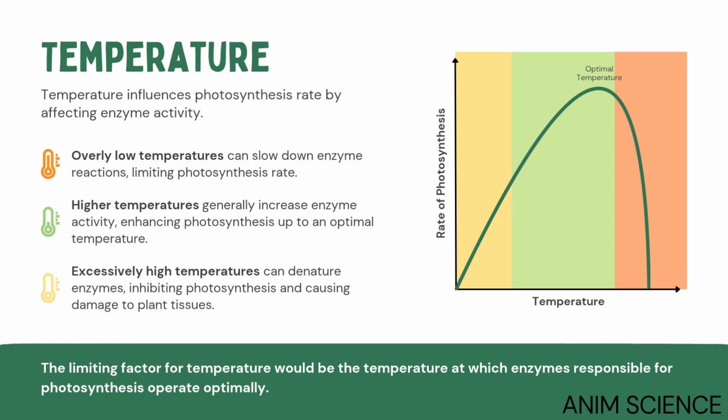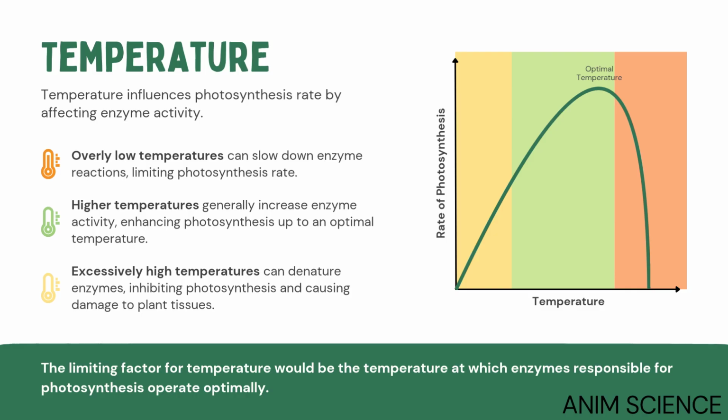Now, as the temperature increases, we move into the middle region. Here, the rate of photosynthesis increases rapidly. This happens because enzymes become more active and efficient as the temperature rises. The reactions inside the plant occur faster, leading to increased production of glucose. This continues until we reach the peak of the graph, which represents the optimum temperature. At this point, photosynthesis is happening at its maximum rate. This is the ideal temperature range where the enzymes are working at their best.